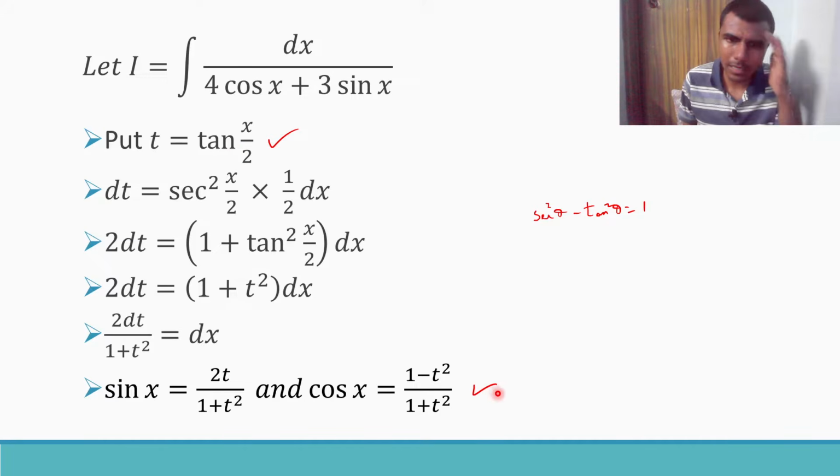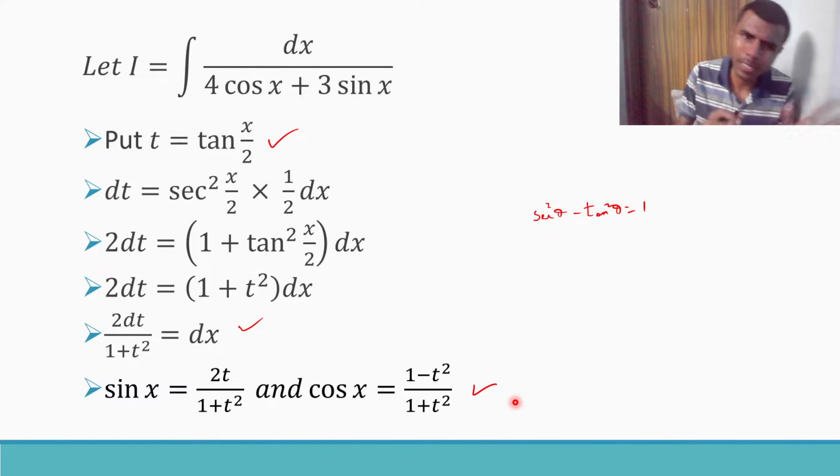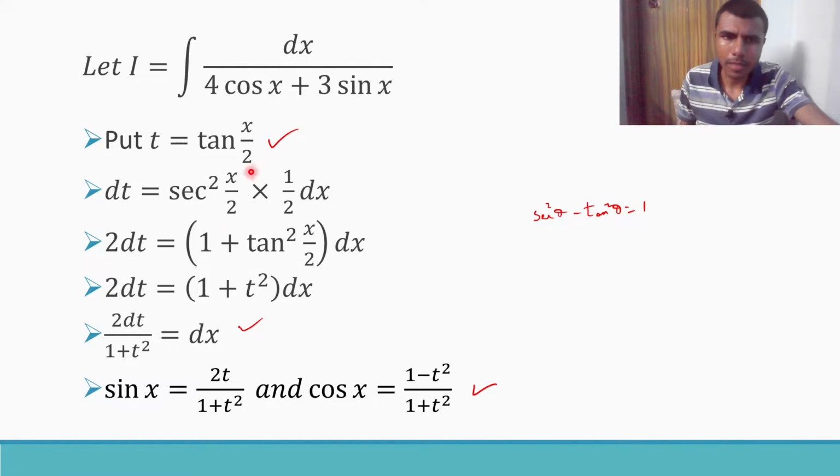In the exam, if you write just these two steps which I put a tick mark on, that should also be sufficient. Put t is equal to tan x by 2 and this step, this step also, I'm sorry. This step is also important. 2 dt by 1 plus t square is equal to dx. These three steps if you write, that should be sufficient. You will get full marks. No one will deduct marks for not writing this. This is for your explanation in between; three steps I have given.